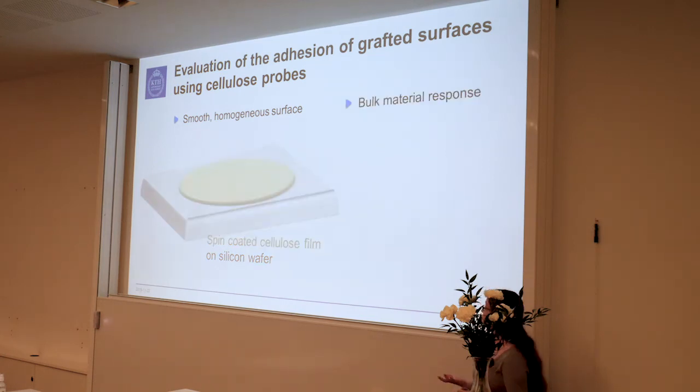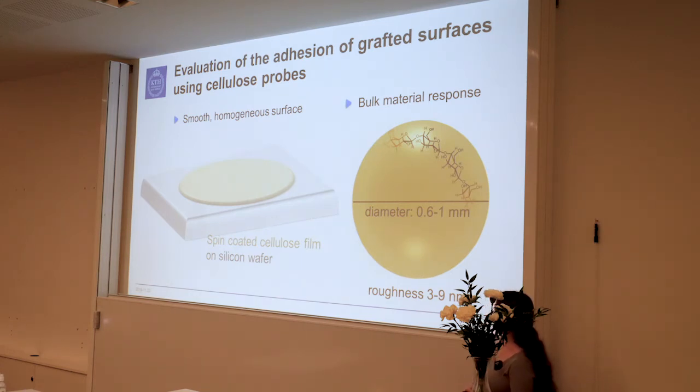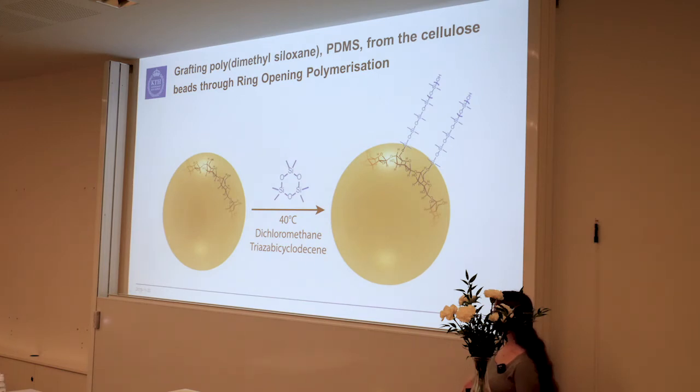So it would be desirable to also be able to look at cellulose that is smooth, but also possesses a bulk material response. For this purpose, and other purposes as well, we have previously in the group developed a way to create nanometer smooth cellulose spheres. The spheres used here had a roughness between 3 and 9 nanometers measured through AFM, and a diameter between 0.6 and 1 millimeter. So what we did here was to chemically modify them by grafting PDMS, or polydimethylsiloxane, from the surface using ring opening polymerization.